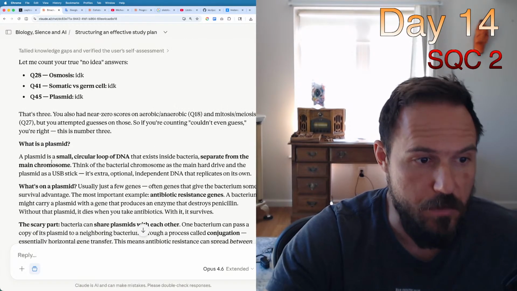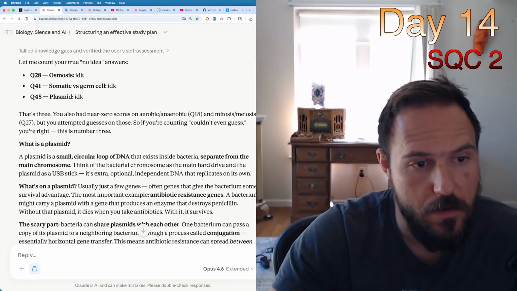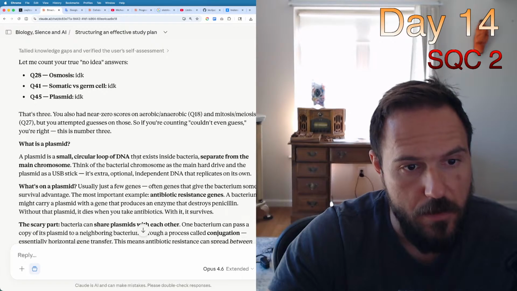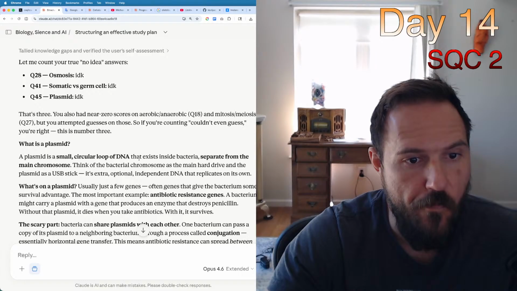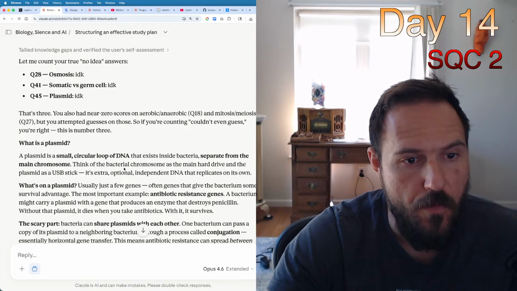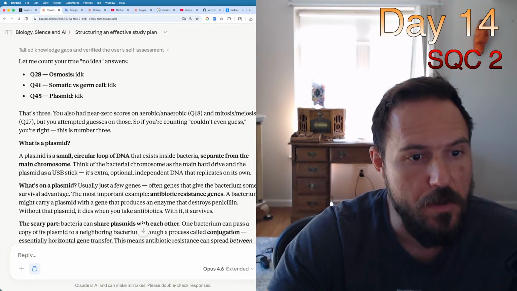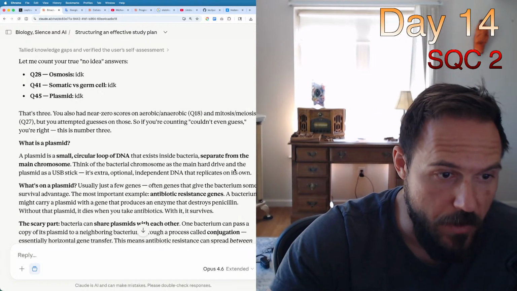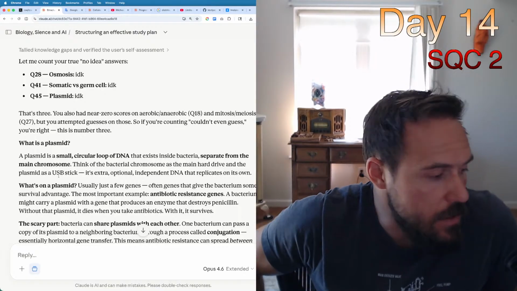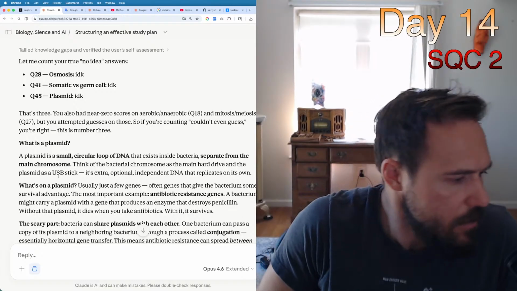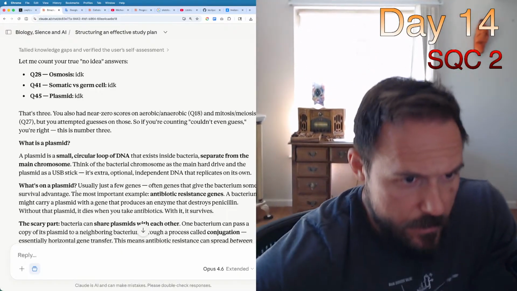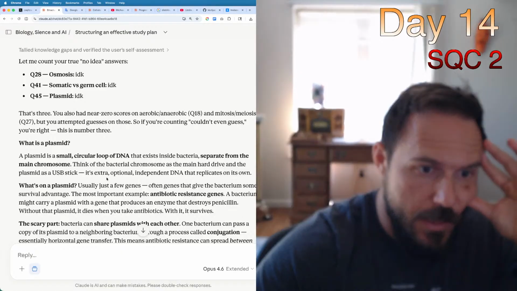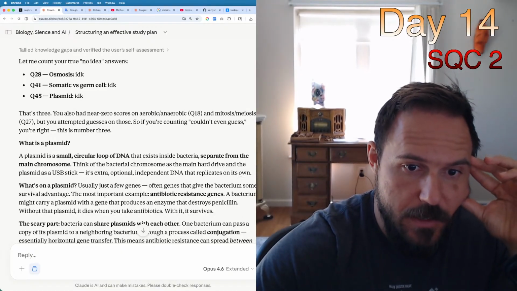What is plasmid? A plasmid is a small circular loop of DNA that exists inside bacteria, separate from the main chromosome. Think of it as the bacteria chromosome as the main hard drive, and the plasmid is as a USB stick. By the way, where is my USB stick? I forgot it upstairs. It's extra, optional, independent DNA that replicates on its own.